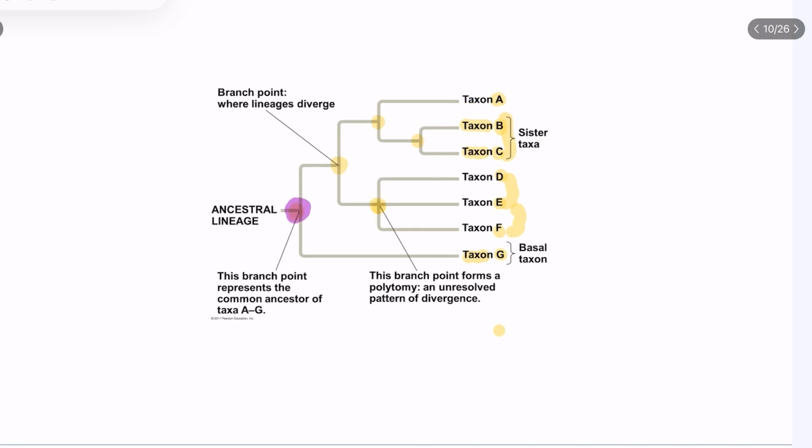Now this point represents the common ancestor of A to G. This one represents the common ancestor from A to F. This one represents the common ancestor from A, B, and C. Okay, so I hope it is clear now.